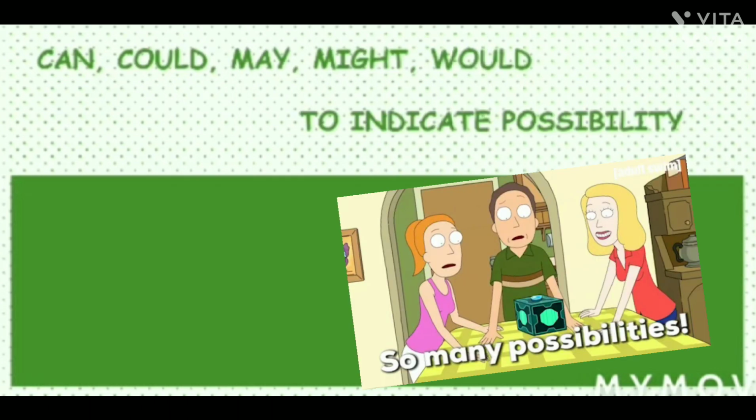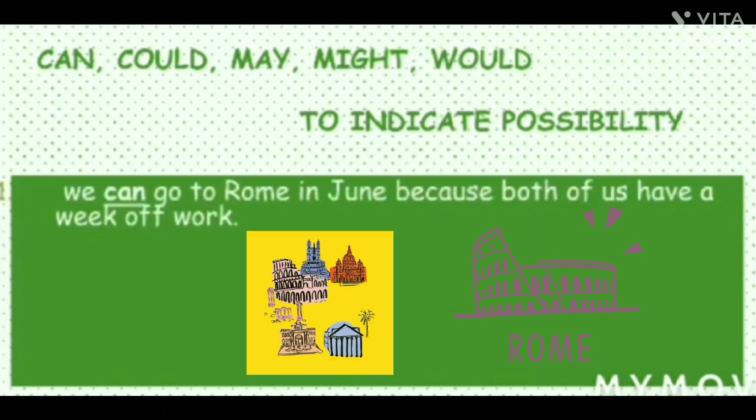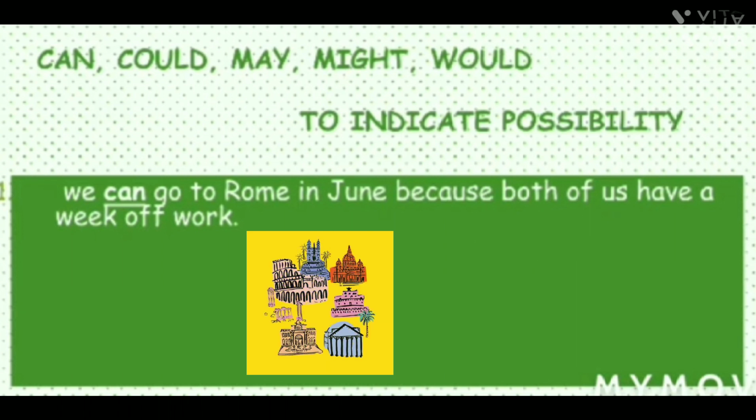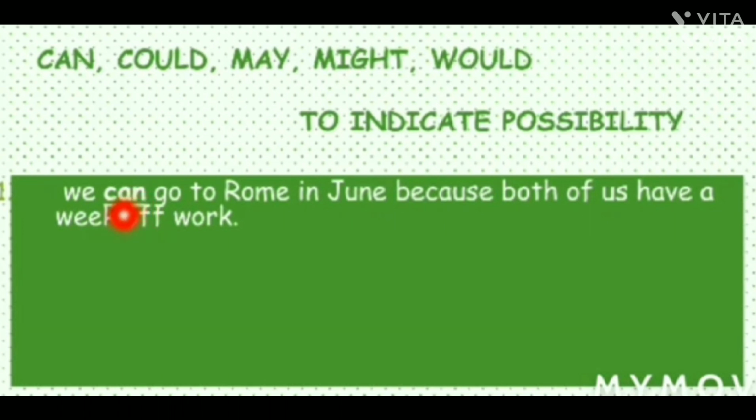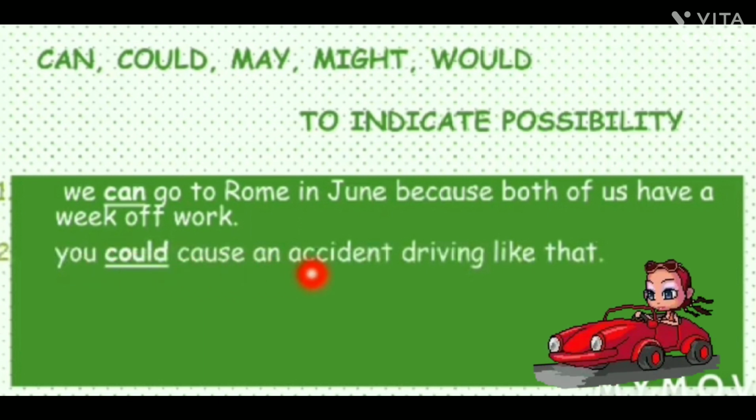Modals and their functions. Sample sentences. To indicate possibility, can, could, may, might, and would are used. We can go to Rome in June because both of us have a week off work. Modal verb can is showing over here the possibility of visiting Rome. Next one, could. You could cause an accident driving like that. Could is showing the possibility of meeting an accident here.